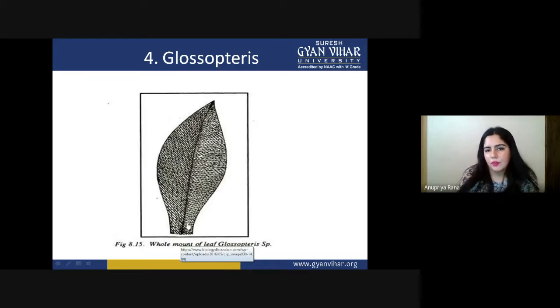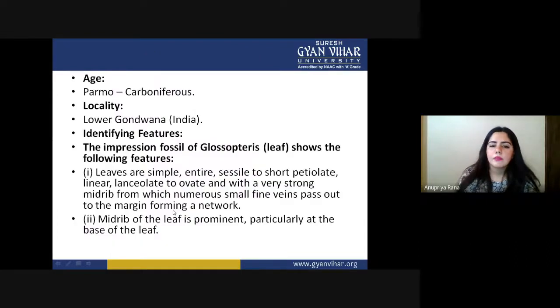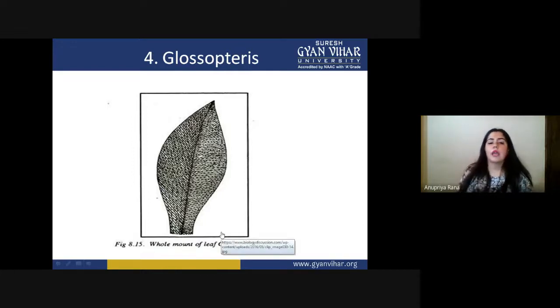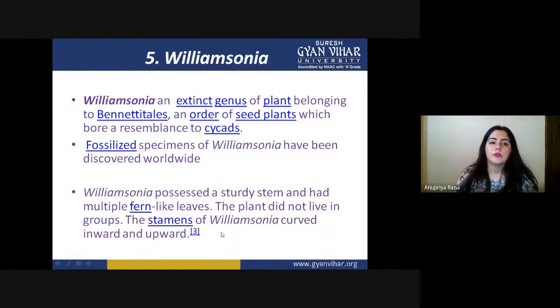So this is a complete structure of a simple Glossopteris leaf. The midrib of the leaf is prominent. Okay, the midrib is very prominent, particularly at the base of the leaf. You can see the base of the leaf; it is very particular, clear, hard, and rough. So this is how Glossopteris looks.